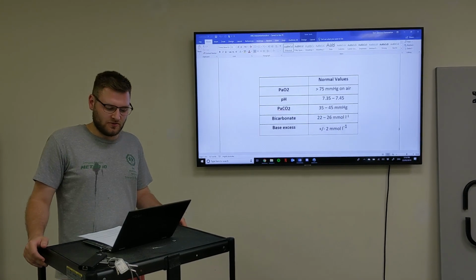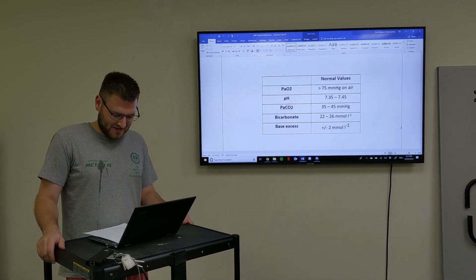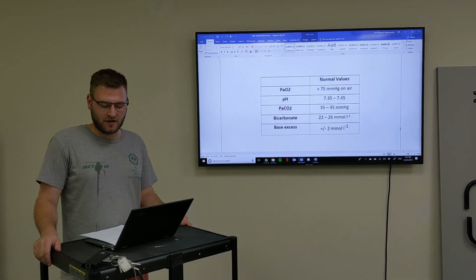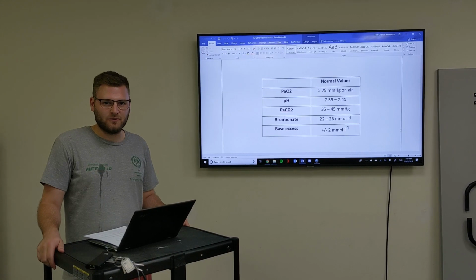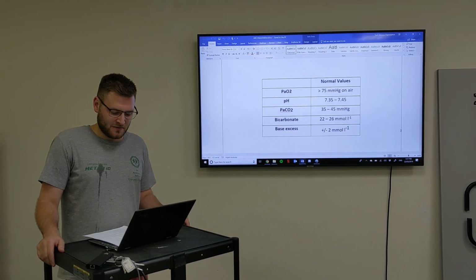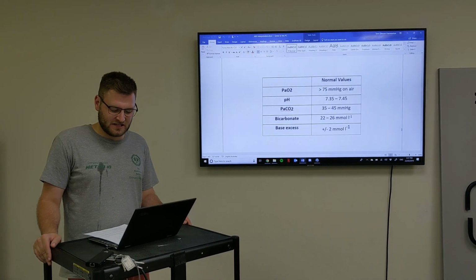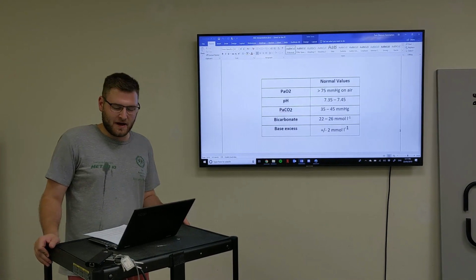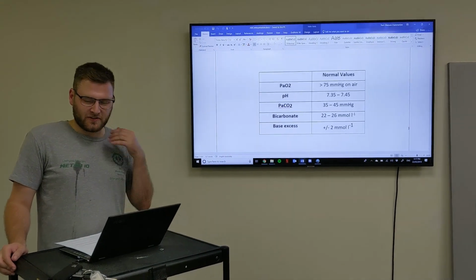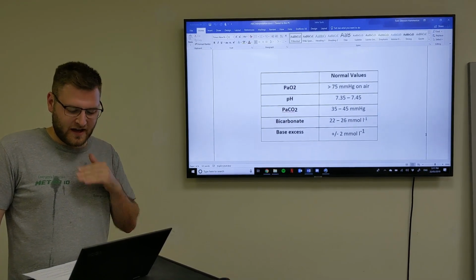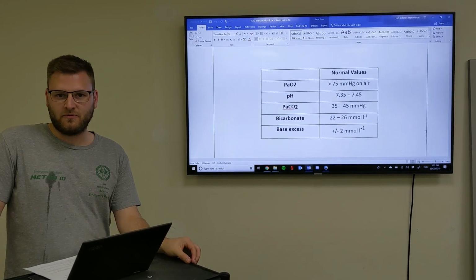ABGs are used to identify and monitor acid-base disturbances and to measure the partial pressure of arterial oxygen and also the partial pressure of arterial carbon dioxide. Assessment of the response to therapeutic interventions can also be done with ABGs, for example, insulin in patients with DKA. Detection and quantification of the levels of abnormal hemoglobin can also be performed with an ABG.